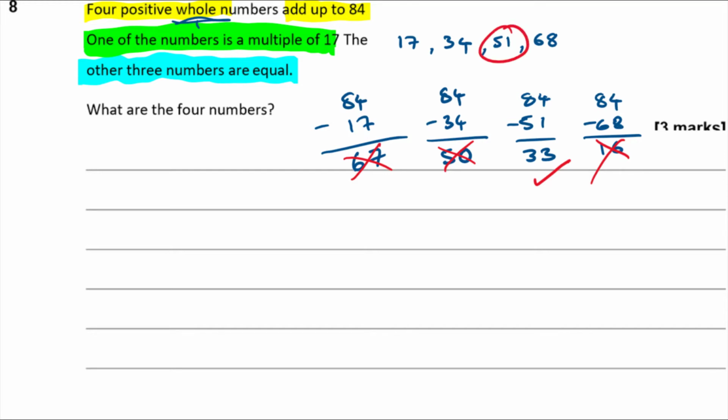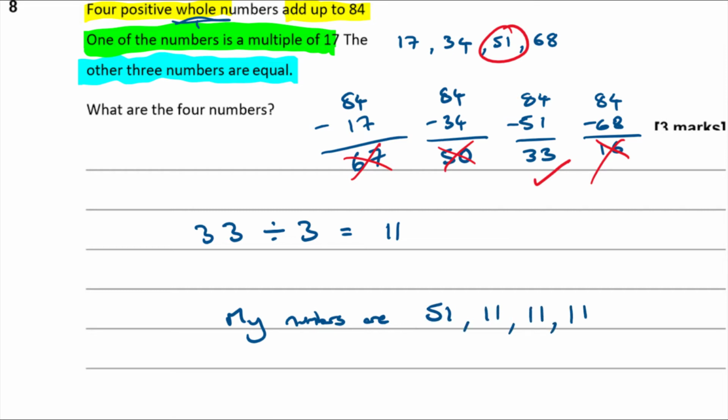And that leaves me with 33 left over. So if we now divide 33 by 3, it's going to tell me what each one is for the 3 remaining numbers. So 33 divided by 3 is 11. Okay, so that means my 4 numbers must be the 51 and then 11, 11 and 11.